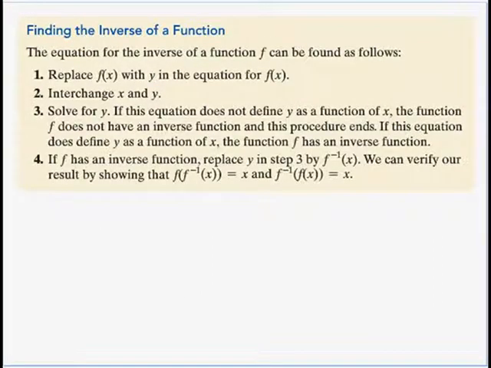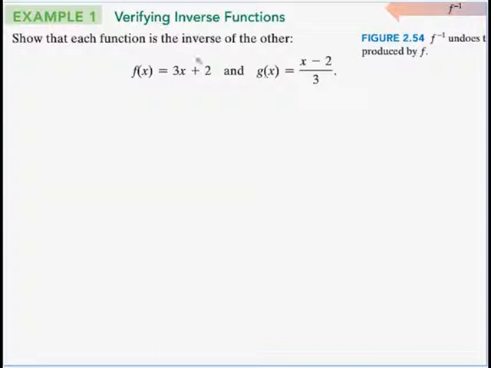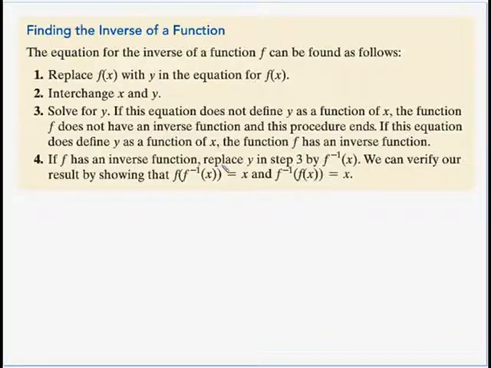So in example 1, we were given two functions and we showed that one was the inverse of the other. How would we find an inverse given one function? So the equation for the inverse of function f can be found as follows. Step 1, replace the f of x with the variable y in the equation for f of x. Step 2, interchange the x and the y, just reverse them. Step 3, solve for y.